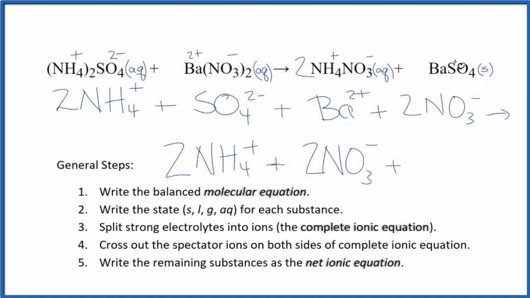And for our ionic equations, we don't split solids apart. So we're going to keep this barium sulfate together as one compound. So we have barium sulfate. This is the complete ionic equation.